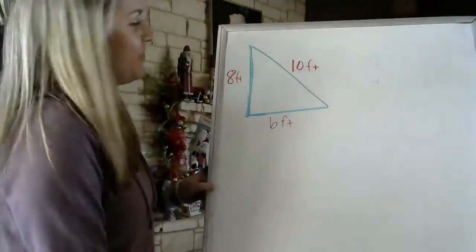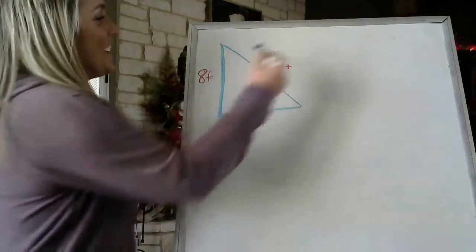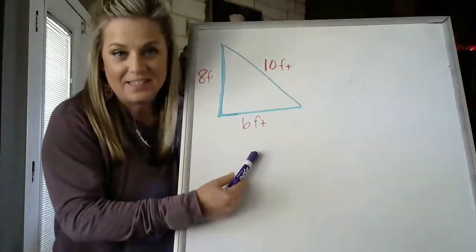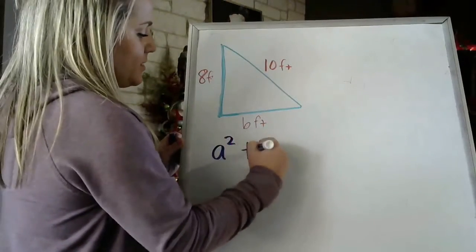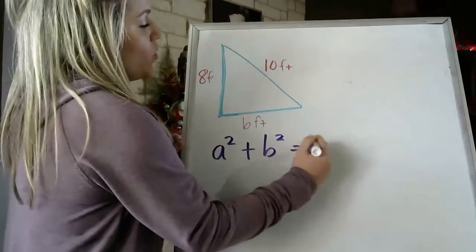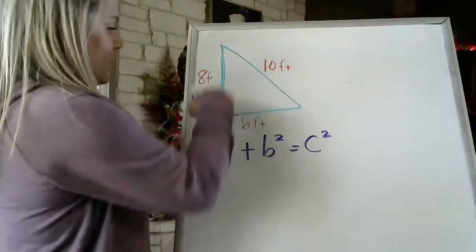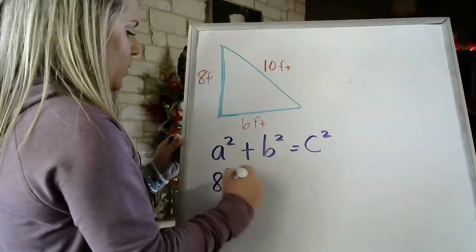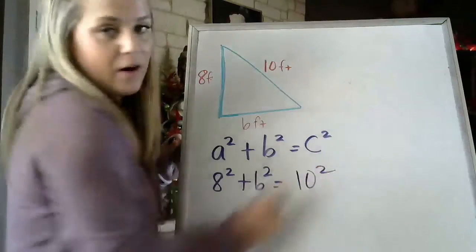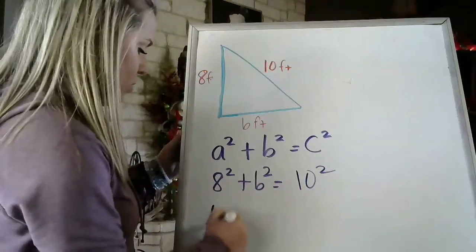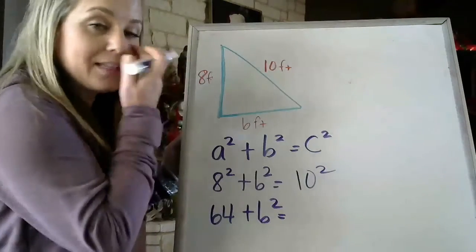Okay, guys, so we have this triangle now. This side measures 8 feet. This side measures 10 feet. We need to figure out what this side is measuring. But we know that a squared plus b squared will be c squared. So we're going to plug in 8 for a, and this is our b. 8 squared plus b squared will equal 10 squared. We know 8 squared is 64, so 64 plus b squared, which we don't know, and we know that 10 squared is 100.